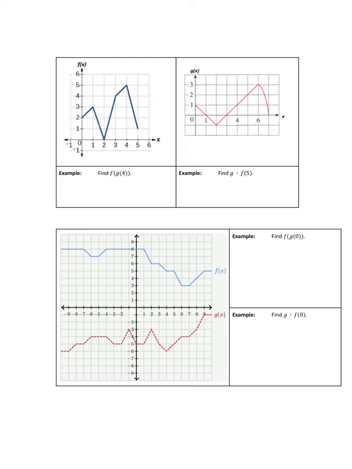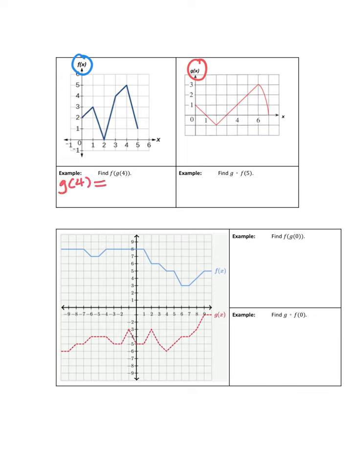Okay, so now we're looking at graphs. The first example on this graph page says find f of g of 4. So let's go ahead and pay attention to the graphs. The first one is called f of x. The second one is called g of x. So since we're starting with our input of g of 4, make sure you go to the red graph.